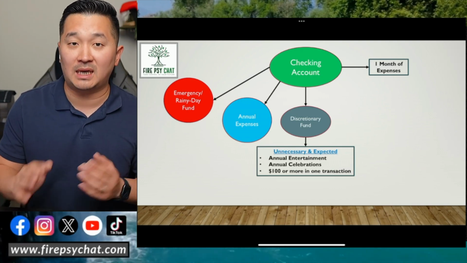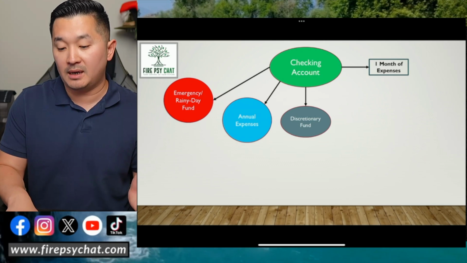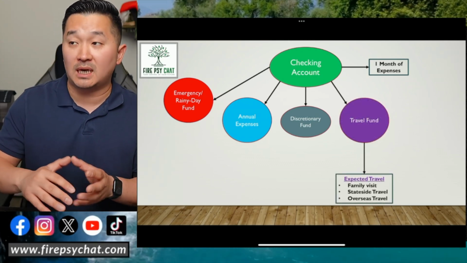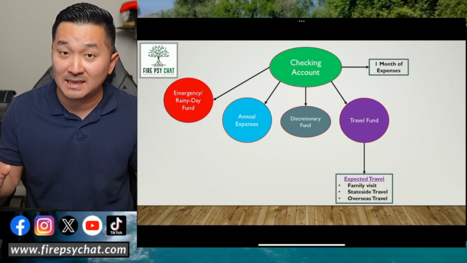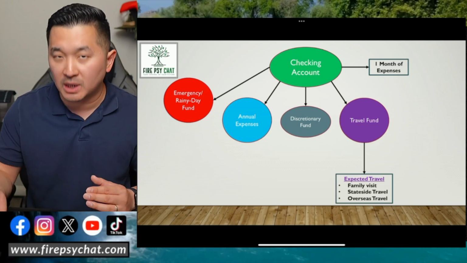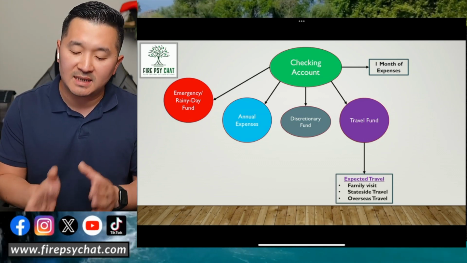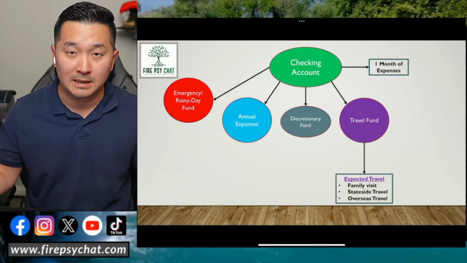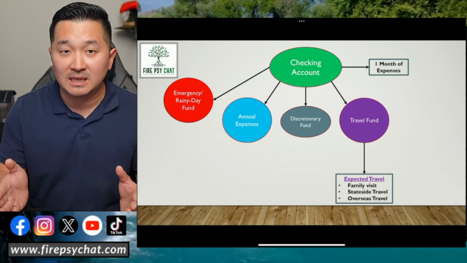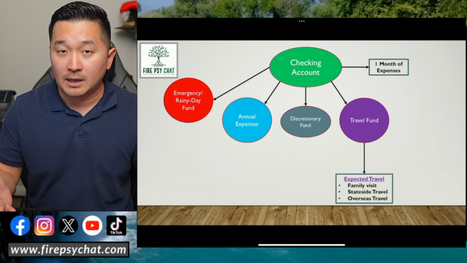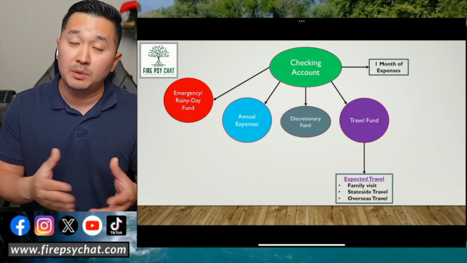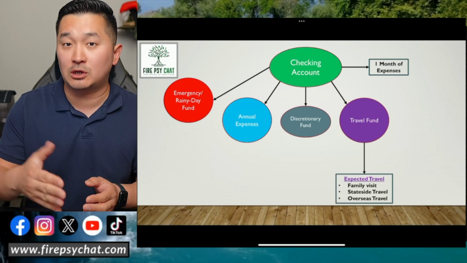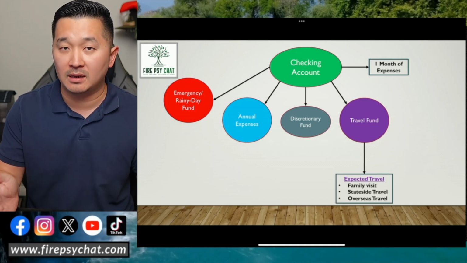And the next savings account is probably my favorite one, and that is the travel fund. This is obviously for something that is not necessary, but more on the discretionary side. The reason why I separate this from the discretionary fund is because I tend to purchase plane tickets at least 3 to 6 months in advance. And there's more planning that goes into it when it comes to traveling. And some people combine their discretionary and travel funds into one fund. And that's totally fine if you can properly plan for your travel.